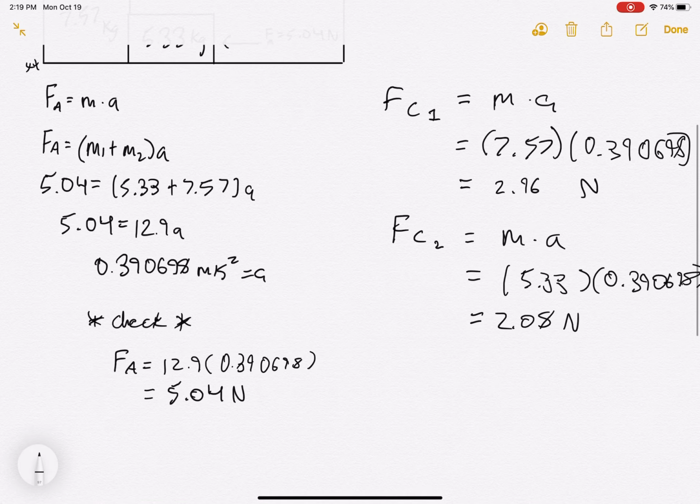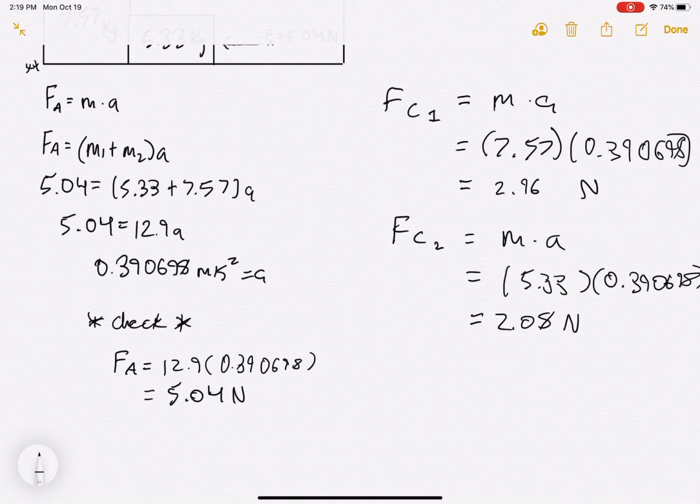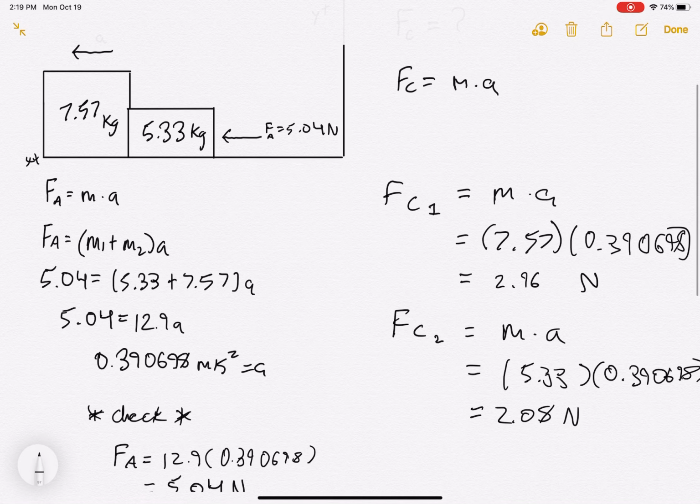And just to make sure, we can check our acceleration value to be true and make sure we did everything right beforehand. We can set up our applied force as equal to the mass of the system times the acceleration of it, and we get 5.04, so our acceleration value is correct. And our mass value didn't change, so we can assume that the contact force when the force is applied to the lighter box is 2.96 newtons.